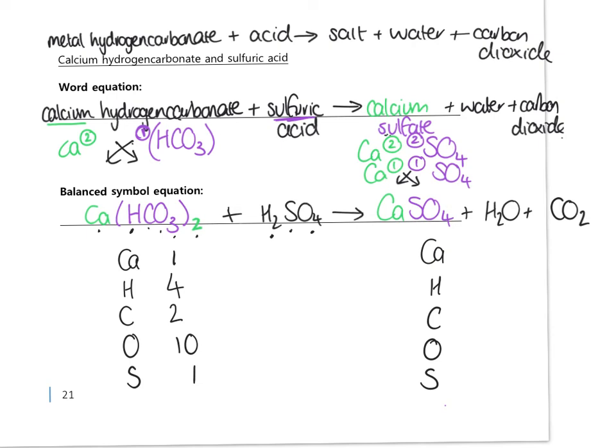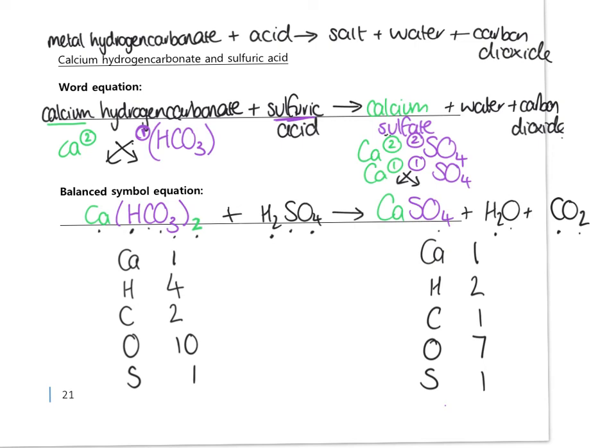Over on the right hand side is a little bit easier now. Calciums, I just have 1 of. Hydrogens, I have 2. Carbons, I have 1. Oxygens, I have 4 in my calcium sulfate, 1 in my water, and 2 in my carbon dioxide, and that's a total of 7. And then just your 1 sulfur. So you can see it is my hydrogen, carbon and oxygen that are the problem. And the oxygens look a little bit complicated to balance.